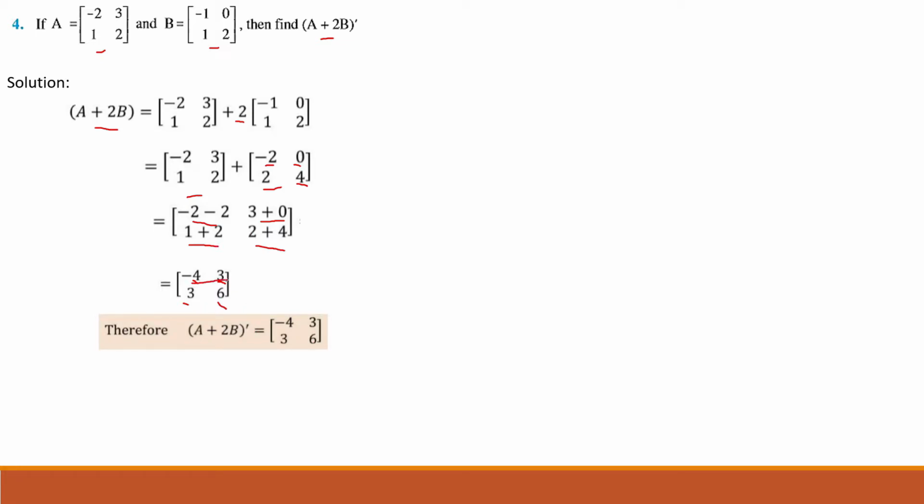So the first row minus 4, 3 becomes the first column and the second row becomes the second column. So this is the final answer. You can pause the video to note this down.